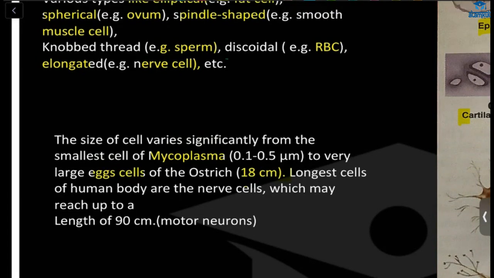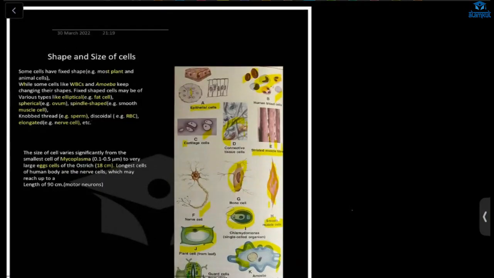And the longest cell is what? Nerve cell.